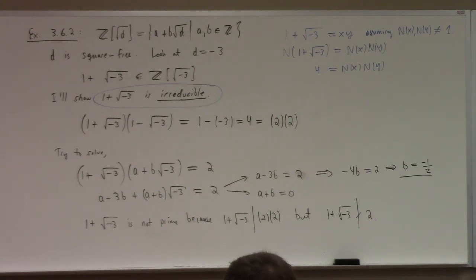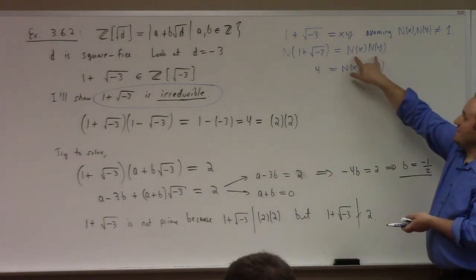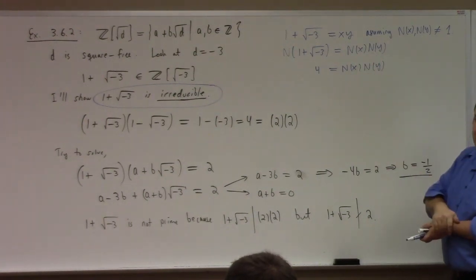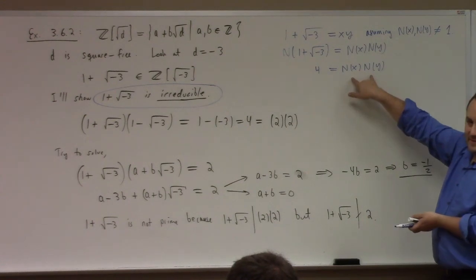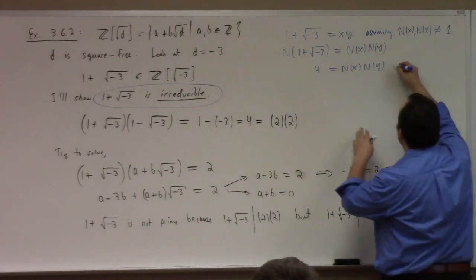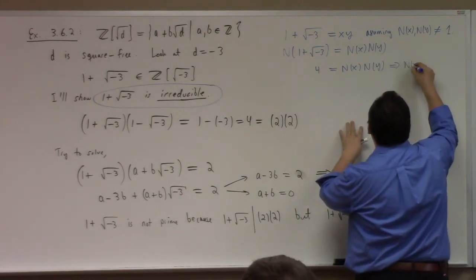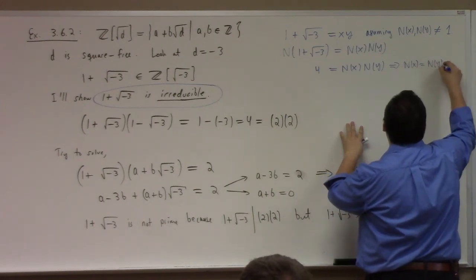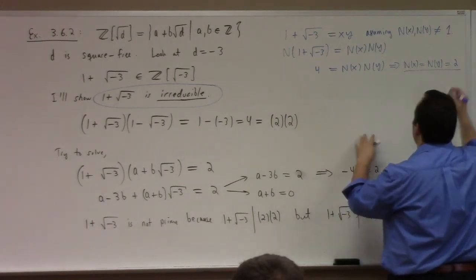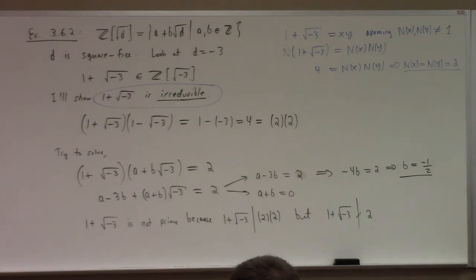But let's focus. We don't even need to know that. That's the beauty of the norm. We don't even need to know what the units actually are. All we need to know is that we don't need norm 1 here, which means that this has to be what and what? How can you get 4? This implies that N of x equals N of y equals 2, right? That's the only way we can get 4 from the product of two whole numbers, neither of them being 1.